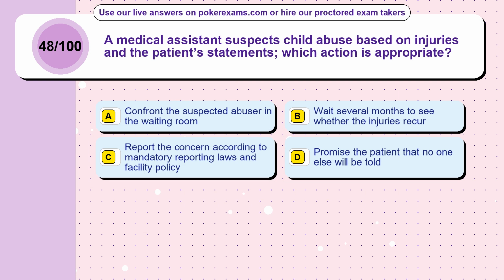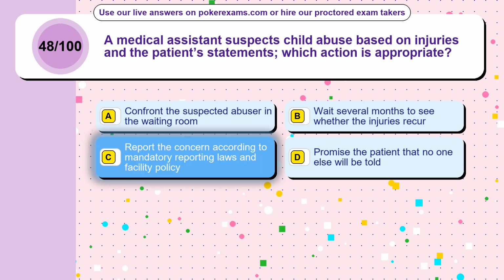Question 48. A medical assistant suspects child abuse based on injuries and the patient's statements. Which action is appropriate? Option A. Confront the suspected abuser in the waiting room. Option B. Wait several months to see whether the injuries recur. Option C. Report the concern according to mandatory reporting laws and facility policy. Option D. Promise the patient that no one else will be told.